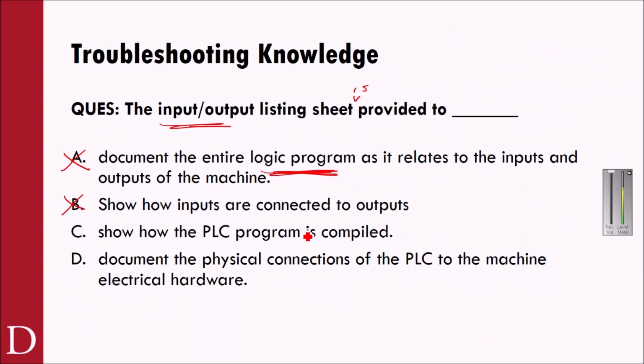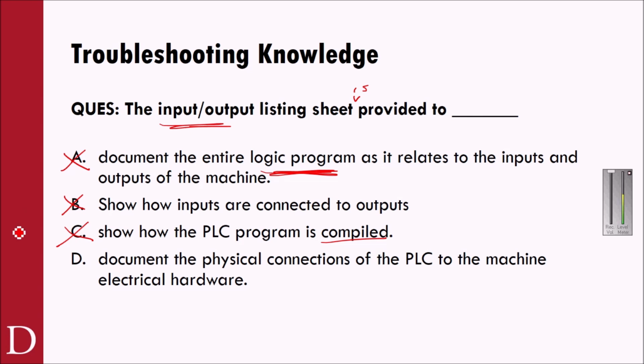Does it show how the PLC program is compiled? What the heck does that even mean? How would the I/O listing sheet show how the PLC program is compiled? I don't care how the PLC program is compiled. I know that compiling will tell me if there are any errors. It'll check for things that are missing. It'll turn it into the code that the PLC needs to run, but the I/O listing sheet has nothing to do with that.